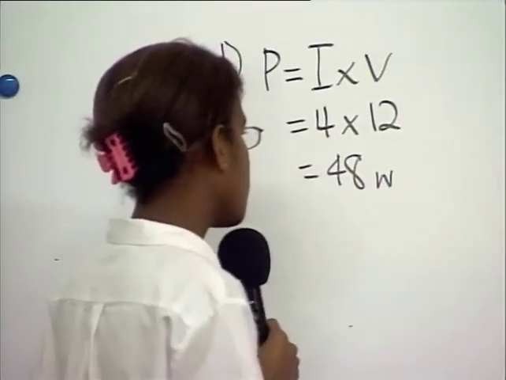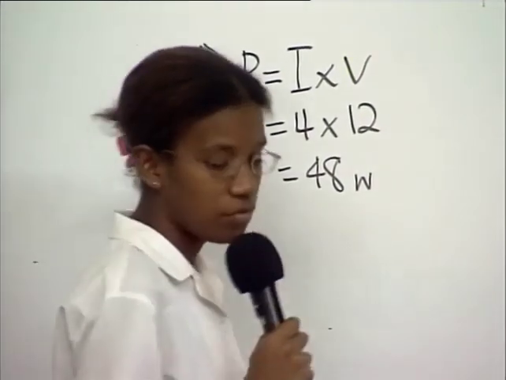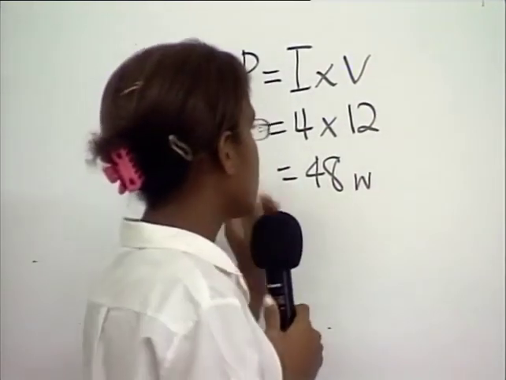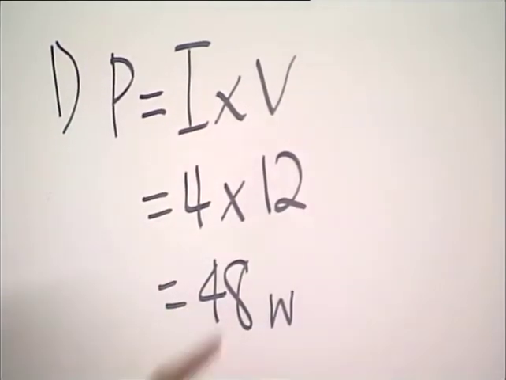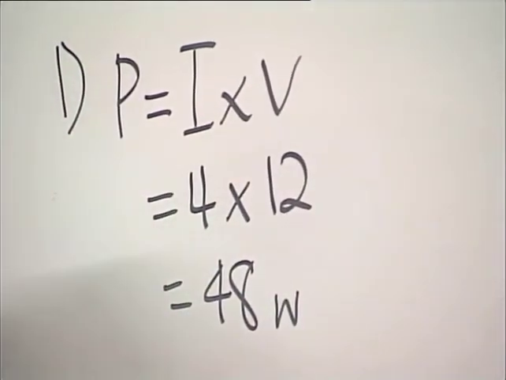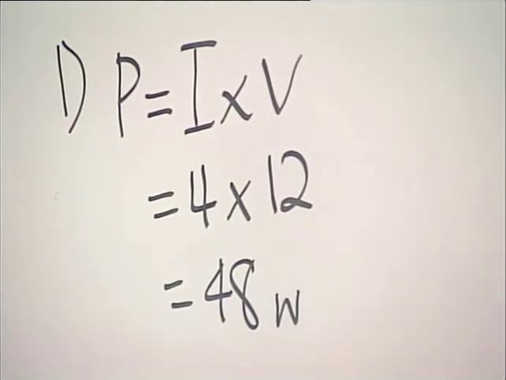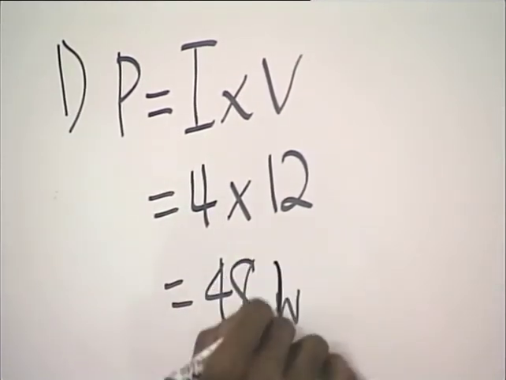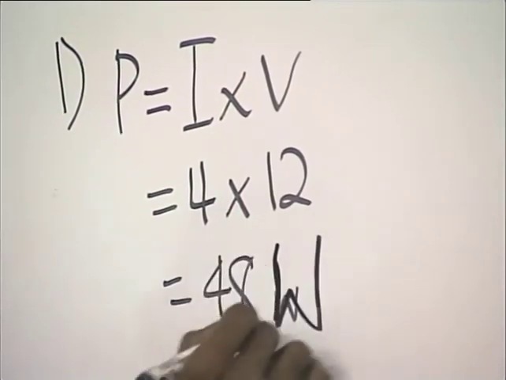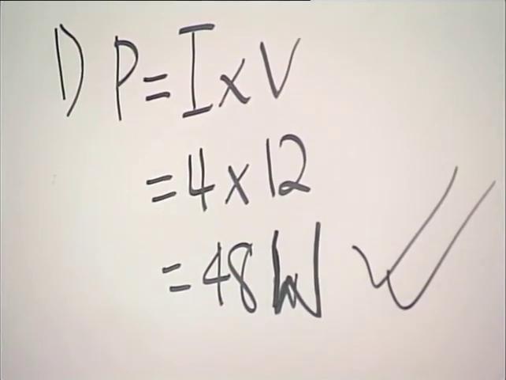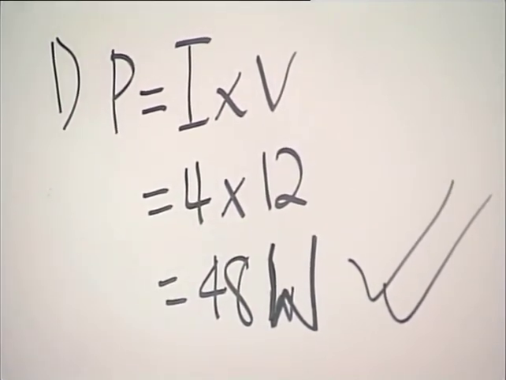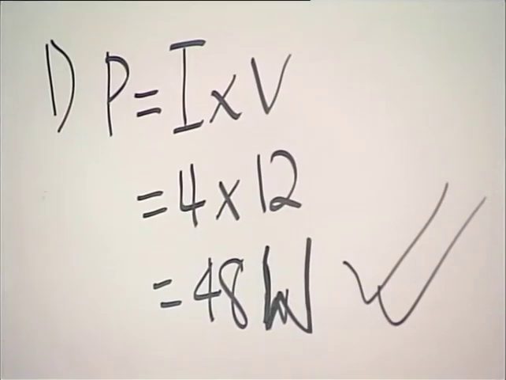Since the question is asking us to find power, the formula for power is current times voltage. The current is 4 amps and the voltage is 12 volts, so my answer is 48 watts. Right, can you find something wrong with this? All right, the answer is quite correct. 48 watts is correct. All right, we'll have the second question.